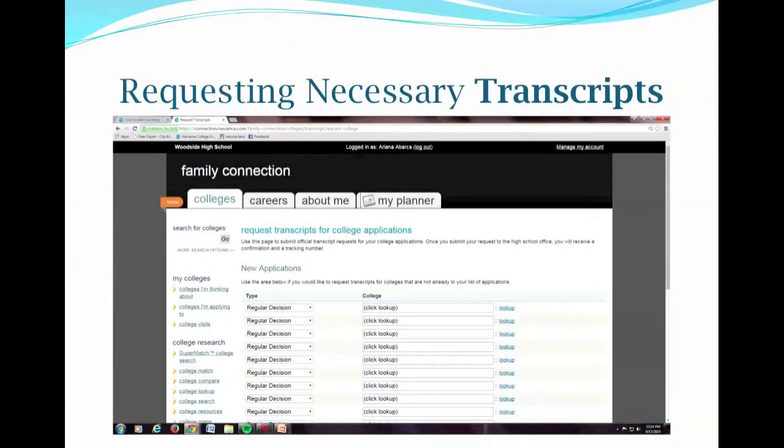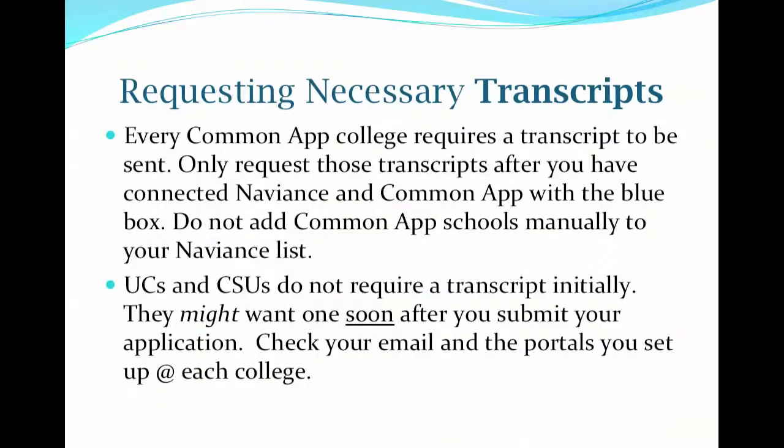Again, once you have your college list, you are going to see the names of the schools here, and you are going to request a transcript if you need it. How do you know if you need one? Pretty easy. If a school is on the Common App, it needs a transcript. It's required. Every single Common App school requires a transcript. The UCs and the CSUs do not require transcripts, at least at first, at least initially.